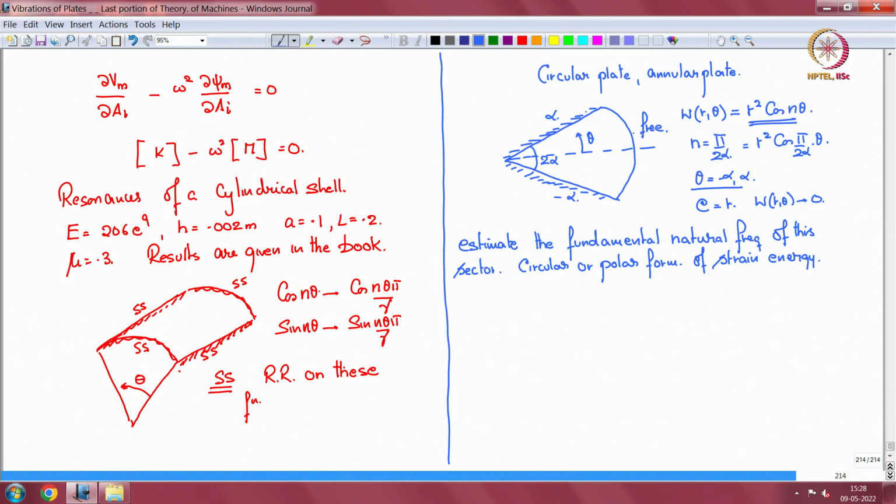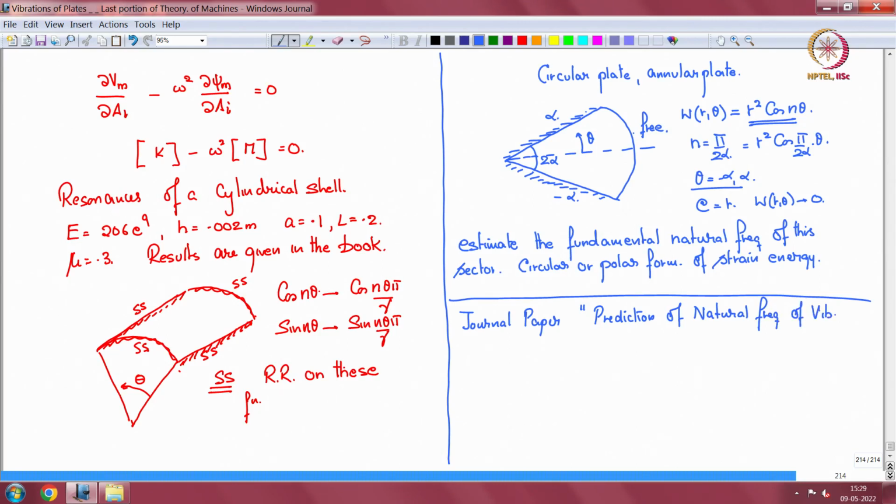Now one more thing I want to mention is that there is a journal paper, it is titled Prediction of Natural Frequencies of Vibrations of Rectangular Plates.